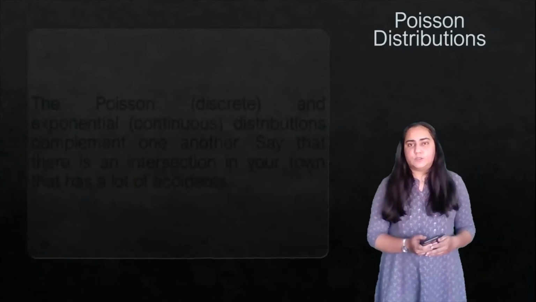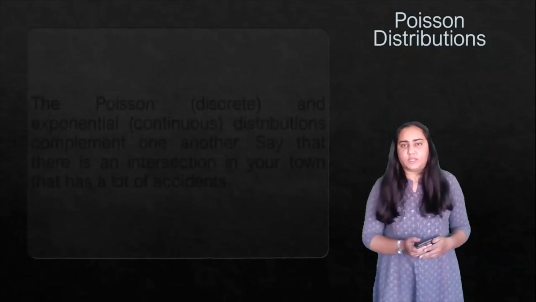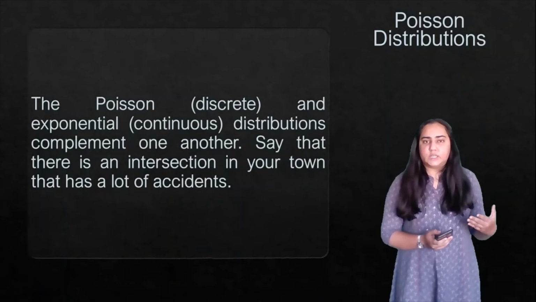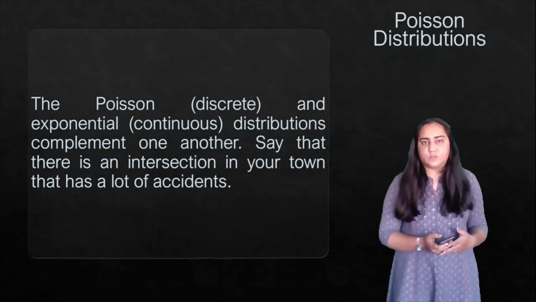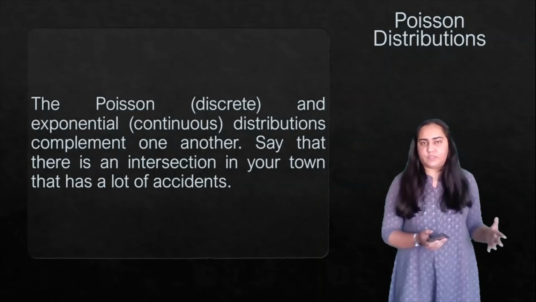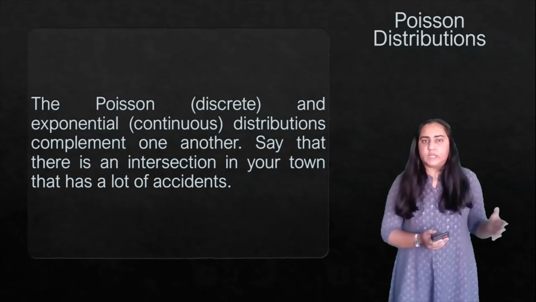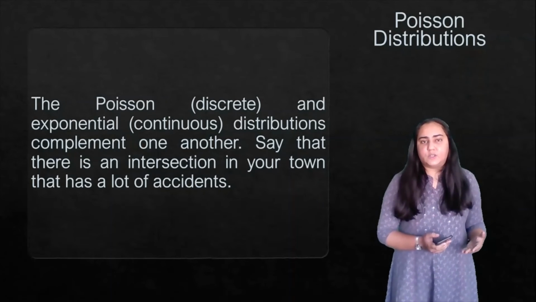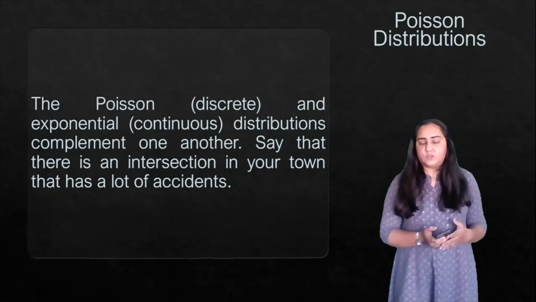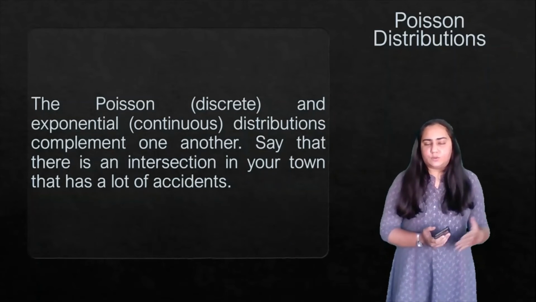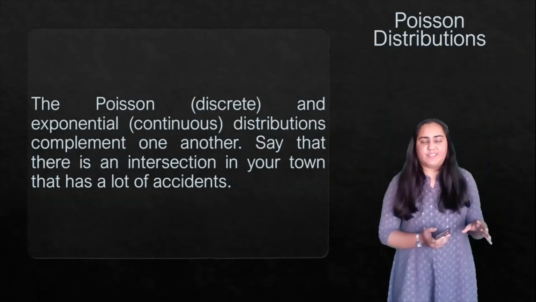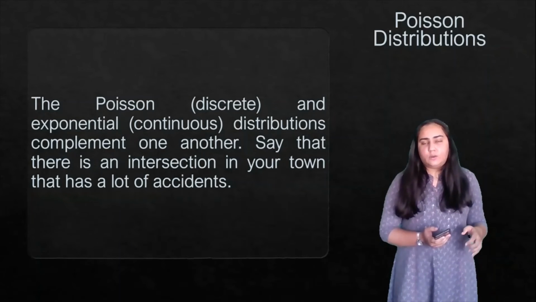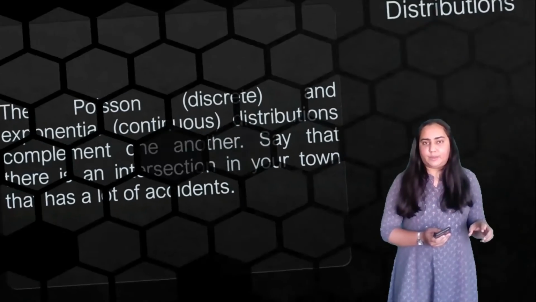The next distribution that we're going to study is the Poisson distribution. The Poisson and exponential distributions, discrete and continuous, complement one another. There are two of these kind: Poisson is for discrete and exponential is for continuous. Say that there is an intersection in your town that has a lot of accidents. This is an example. Consider that there is an intersection somewhere in your village, town or city where a lot of accidents are happening.